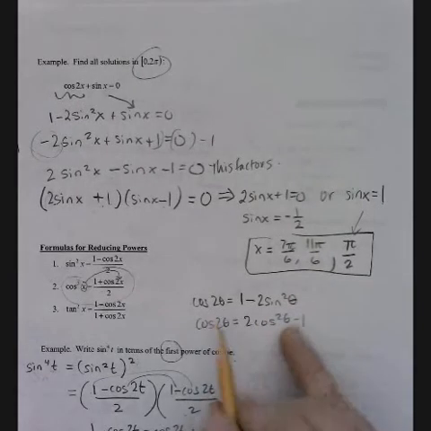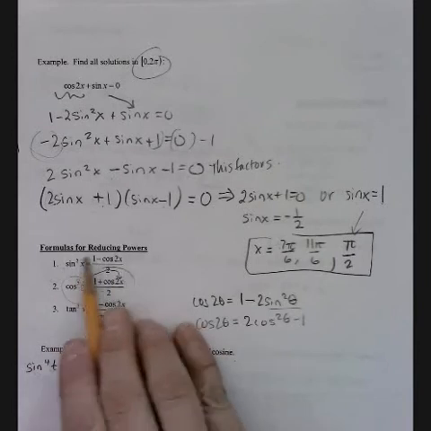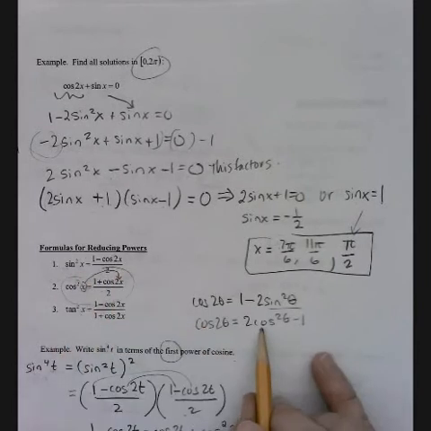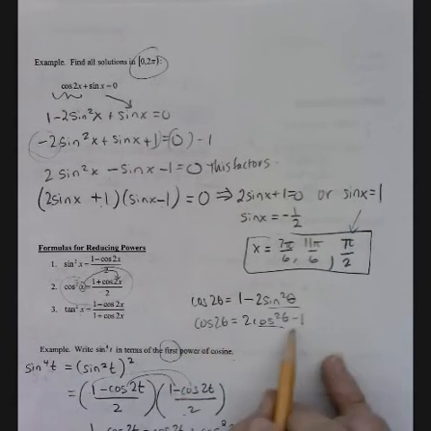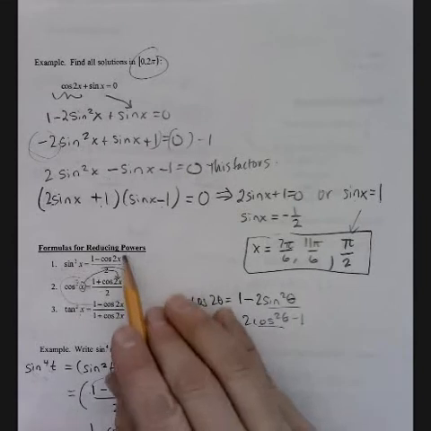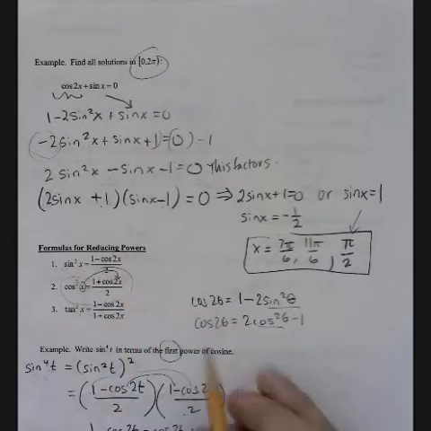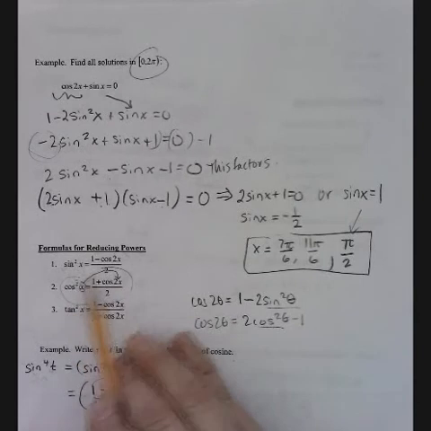If you solve this one for sine squared theta, you'll get this formula. And if you solve this one for cosine squared theta, you get this formula. Notice you add the 1 and then divide by 2. So really these are just rewriting these two formulas. And then for tangent squared, you just take this divided by this and you get this.